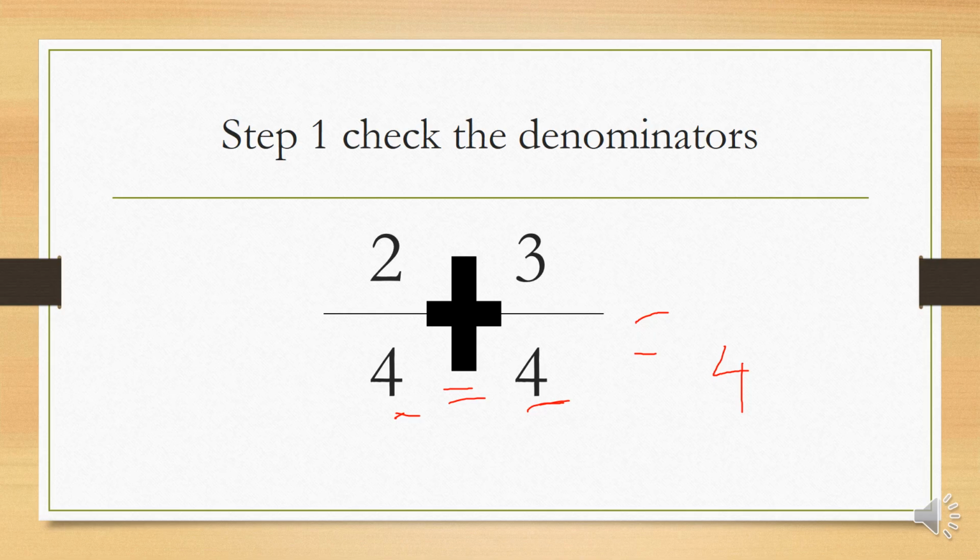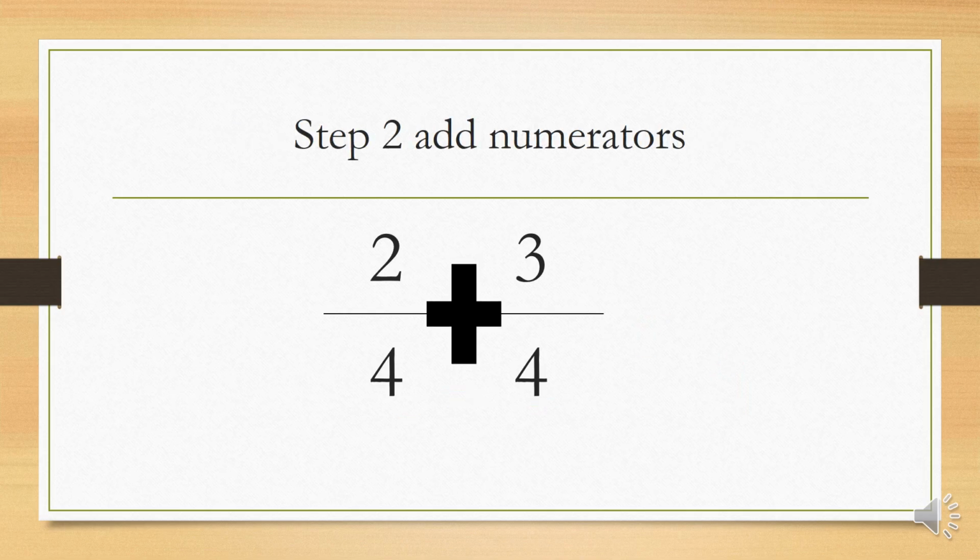Now, next one. Step 2, add numerators. 2 over 4 plus 3 over 4. I wonder what the numerator is. The numerator is the top number, like I said in my last video. For 2 over 4, the top number is the numerator, and same thing for 3 over 4. Well, what's 2 plus 3? That's a hard one. Gosh diggity darn. It's 5 over 4. Wow.